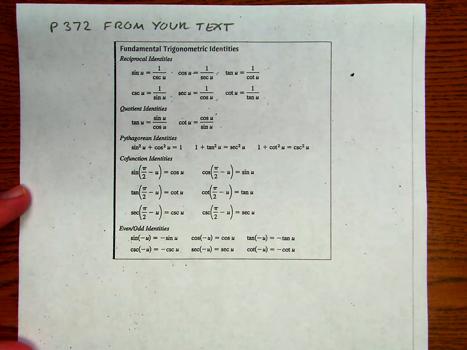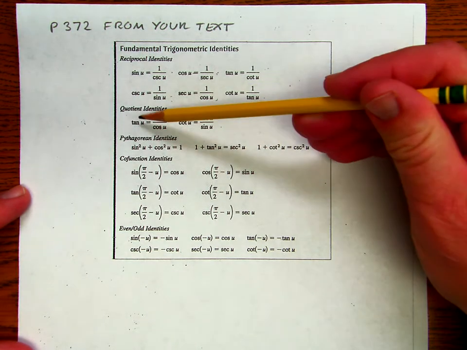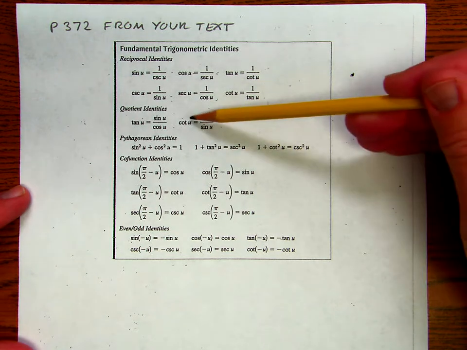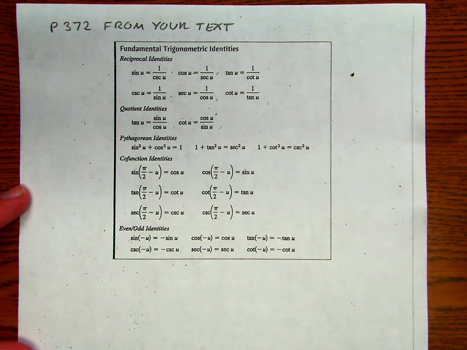Quotient identities. We've used these quite a bit as well. Tangent is sine over cosine. Cotangent is cosine over sine.